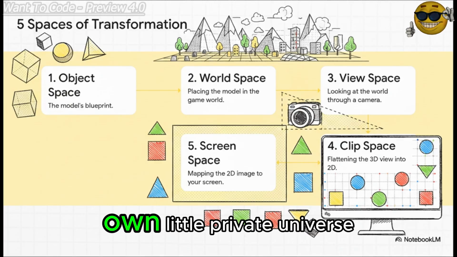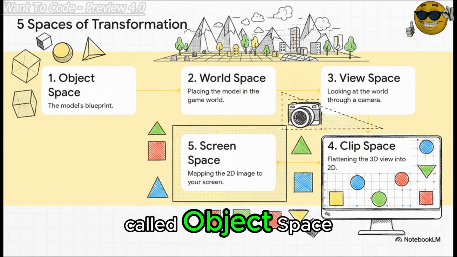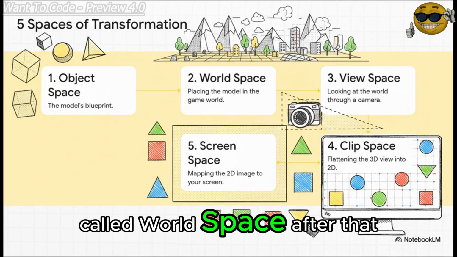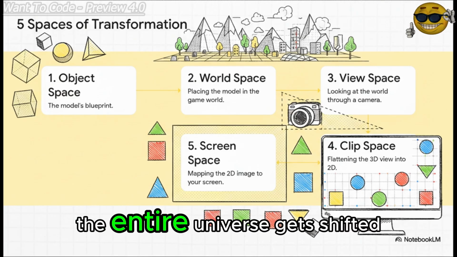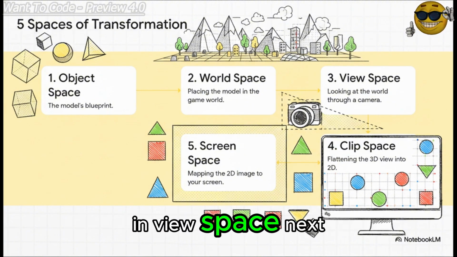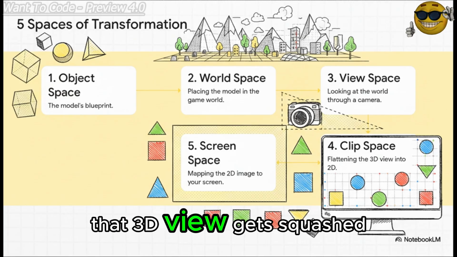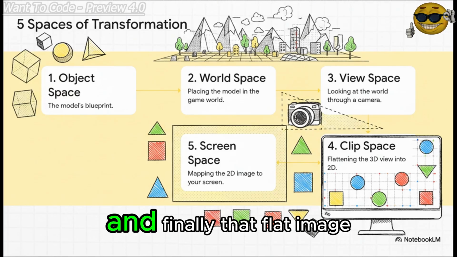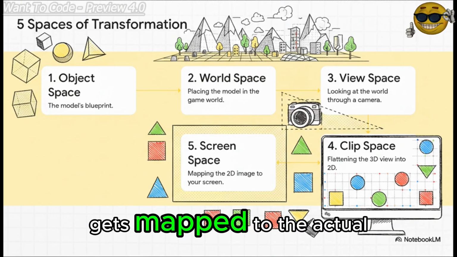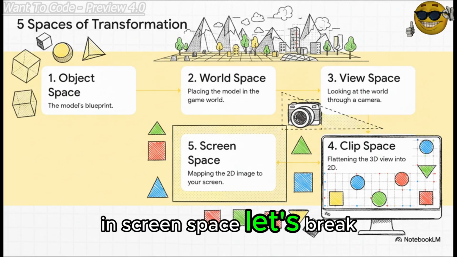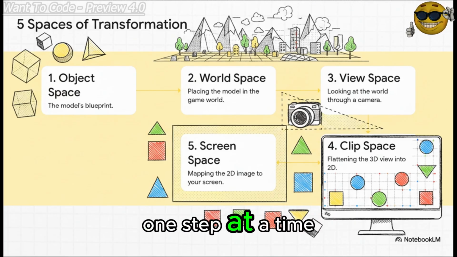It starts out in its own little private universe, called object space. Then it gets placed into the shared game universe, called world space. After that, the entire universe gets shifted around so we can see it from the camera's perspective, in view space. Next, that 3D view gets squashed down onto a flat 2D surface in clip space. And finally, that flat image gets mapped to the actual physical pixels on your monitor in screen space. Let's break down this amazing journey one step at a time.